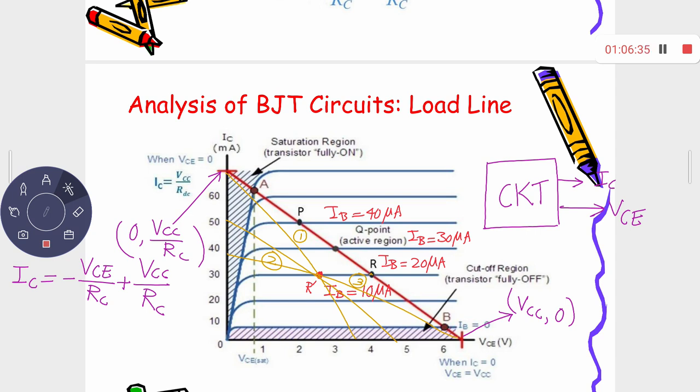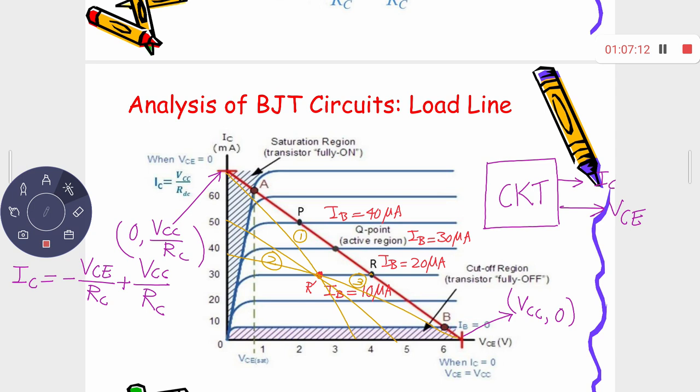And this point is known as the operating point. And ultimately, if I just consider this straight line, the slope is minus 1 upon RC. And RC is basically the load resistance, or the collector resistance. Since the slope of this straight line is dependent upon the RC value, minus 1 upon RC, that's why this straight line is also known as the load line. Because the slope depends on the load resistance, RC.